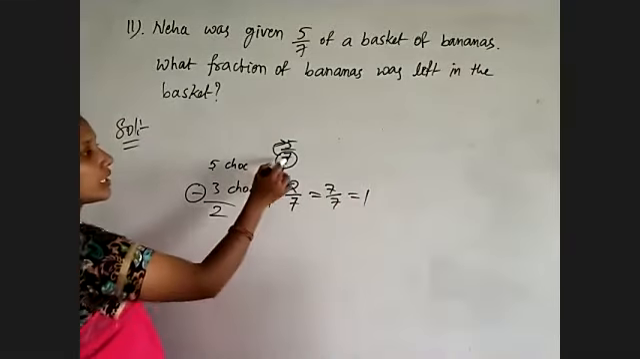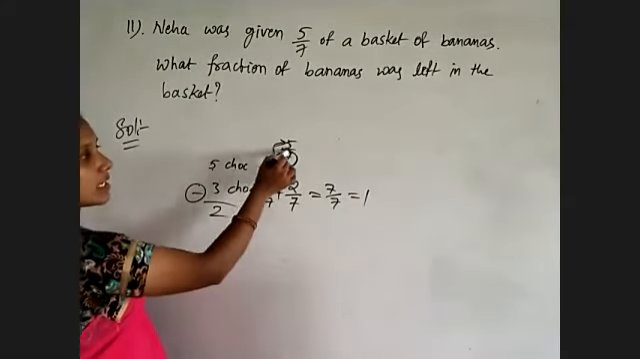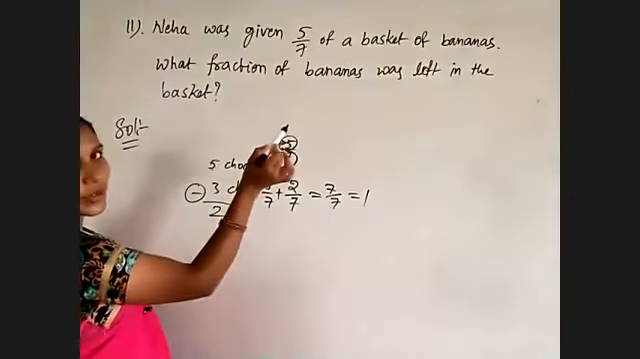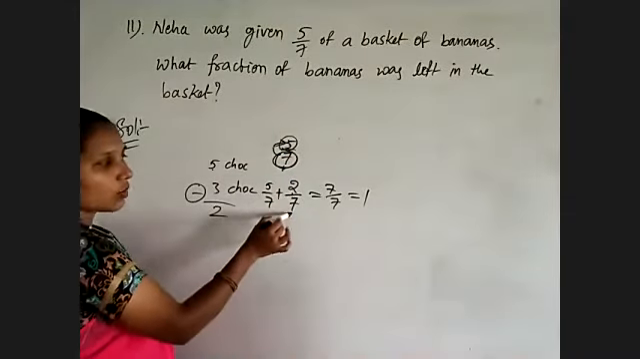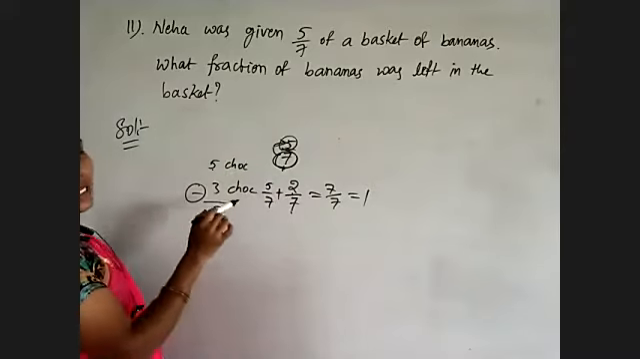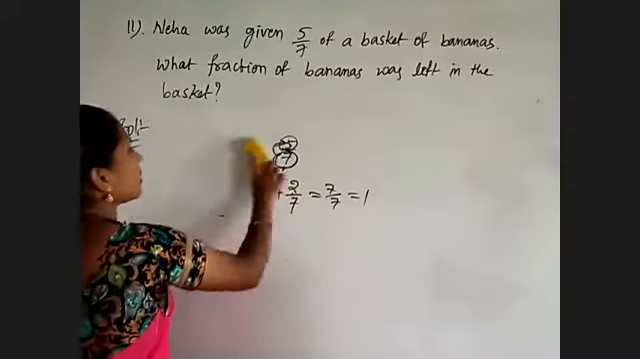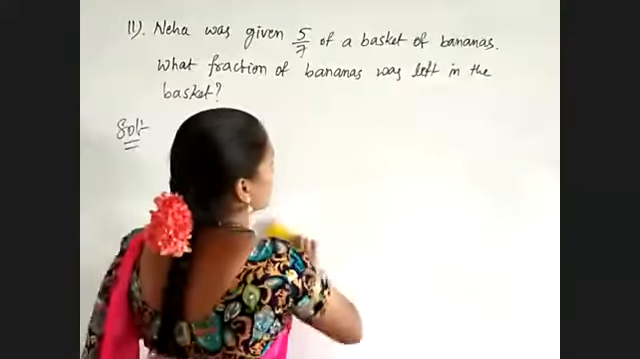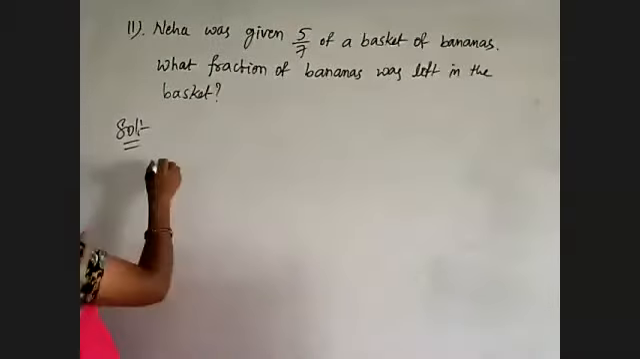Okay. So the denominator will tell us the total number of equal parts, and the numerator how many parts are selected. Here 5 parts distributed out of 7 parts. Remaining parts are 2 out of 7. 2 by 7. Means 2/7 of bananas are left in the basket. So once again observe. Now we need to form the sentences. So just observe how we are writing the sentences.